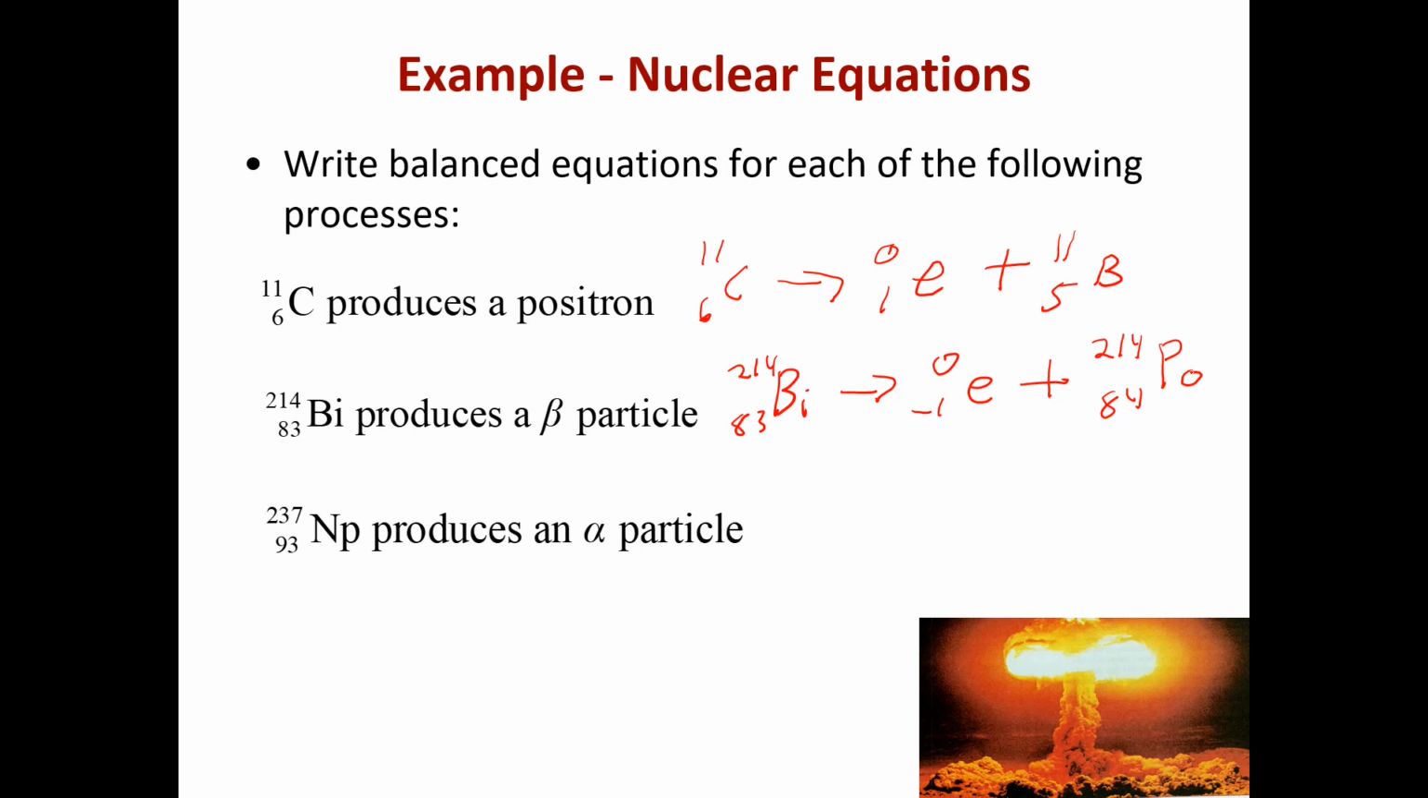The last one we have here, neptunium-237, produces an alpha particle. So 93 minus 2 is 91. 237 minus 4 is 233. And if you look up an atomic number of 91, you will find that what we get is protactinium. So we're way down the inner transition metals there.